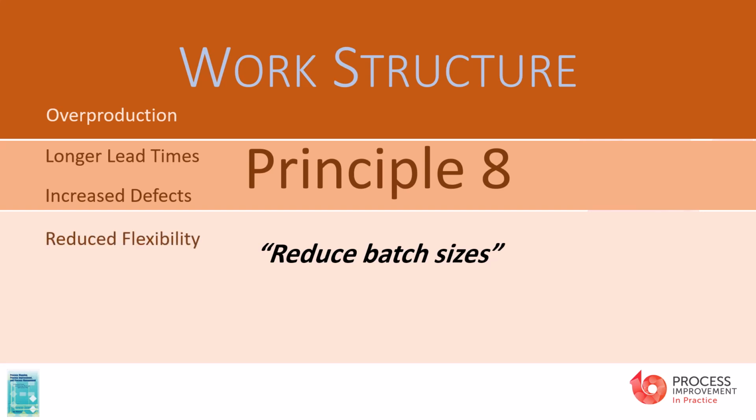Batching can also result in reduced flexibility, as it can make it difficult to respond quickly to changes in customer demand or product variations, as it commits resources to a specific batch size. So, one-piece flow or small batch production is highly recommended to overcome all problems resulting from batching and to make the process leaner with less waste.